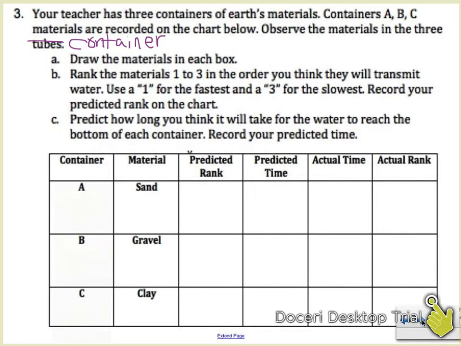We're going to be drawing the materials in each box, then we're going to rank them 1 to 3 in order, 1 being the fastest, on how we think water will travel through the materials. 1 being the fastest, 2 being the medium, and 3 being the slowest. Then we're going to predict how long it takes, whether you think it's going to take 1 second, 50 seconds, a minute, how long it's going to take for that water to pass through. Then we're going to look at the actual time, and then we're going to put down the actual rank. So, let's take a look at the materials.